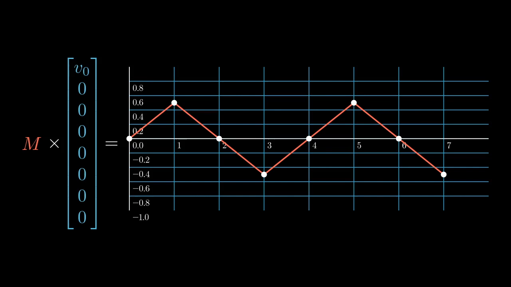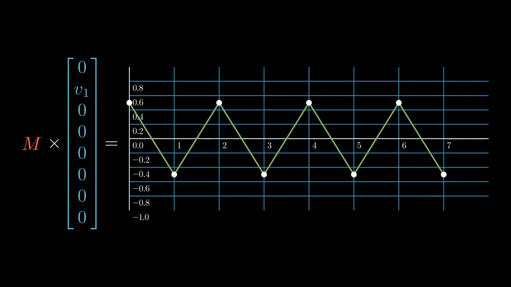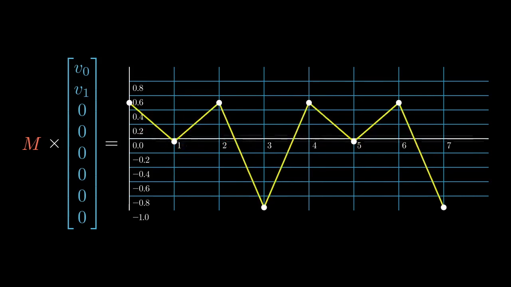Suppose that M times this input vector gives us some result, which we can view as a wave. Similarly, multiplying by this vector gives us a different wave. If we multiply by the sum of those two vectors, the result will be the sum of the two waves. The waves will add, like so.